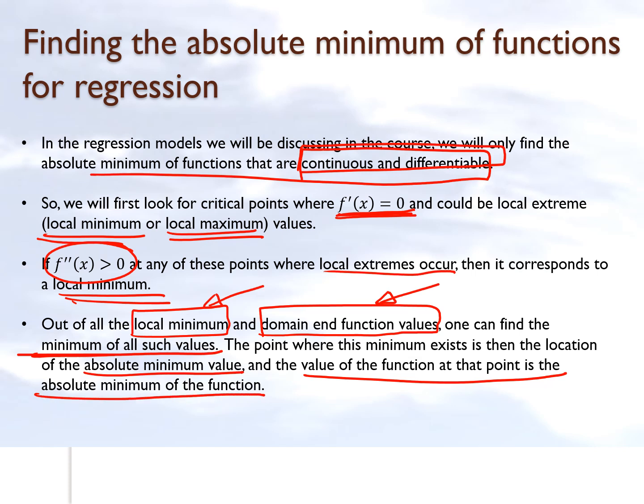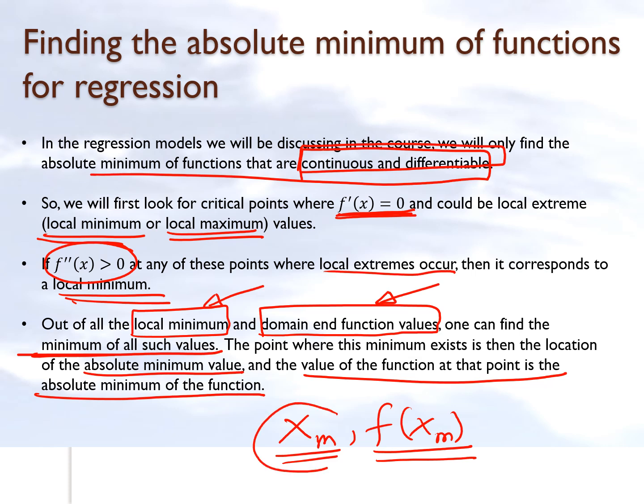There are two things we have to be careful about. Let's suppose we find the minimum is at x_m. That is the point where the minimum occurs. Then we also have to think about another term, which is the value of the function at that point where the minimum exists. It is extremely important to understand the difference between the two. Regression models will only be interested in where the minimum exists, as opposed to the value of the function at the point where that minimum exists.